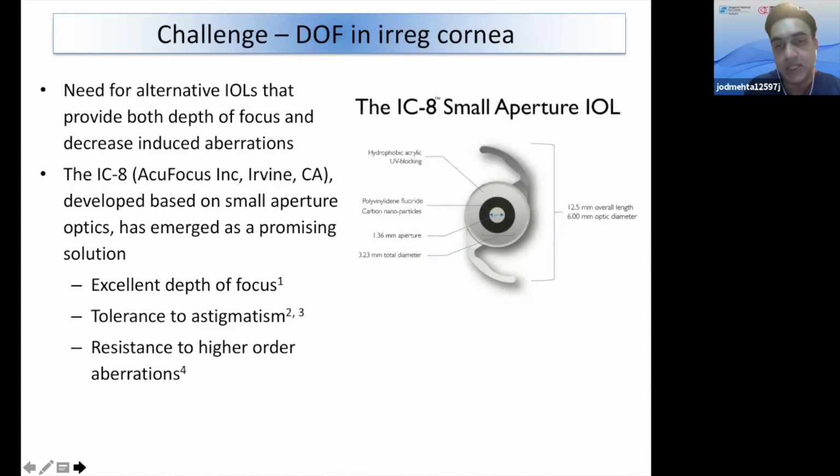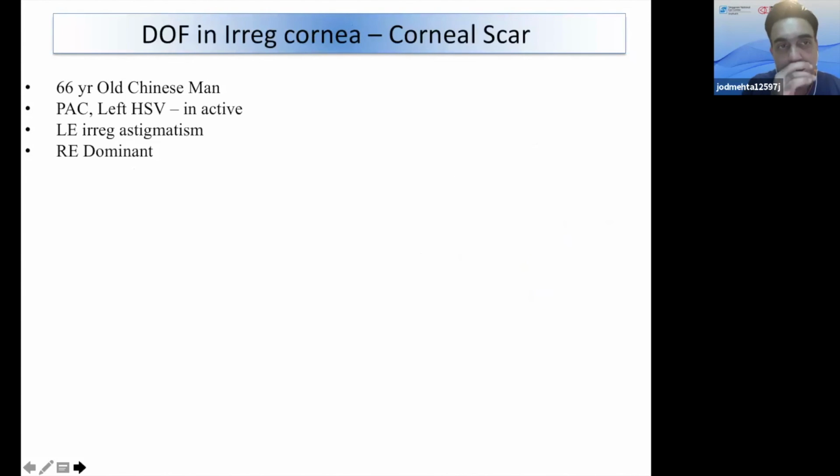I'm not going to show you how to insert the lens. Probably Greg will show that in a video, so I'm not going to show that, but I'll just show you some cases of patients that we've used the lens in.